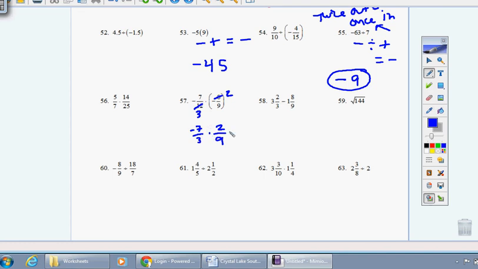And with fractions you can multiply straight across. So that's going to give me negative 14. Don't forget to multiply across. Negative 14 divided by 27.